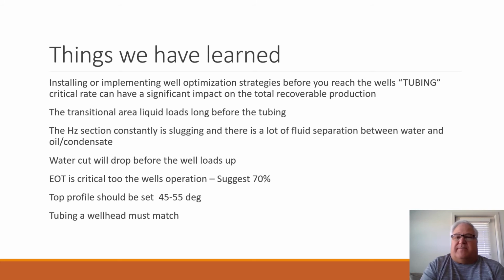200, 400 barrels a day is not unusual for when we're starting to intervene with these wells. And so you need to look long before tubing liquid loading occurs to make sure they're optimized. The horizontal section constantly is slugging. There's lots of fluid separation between water, oil, and condensate.